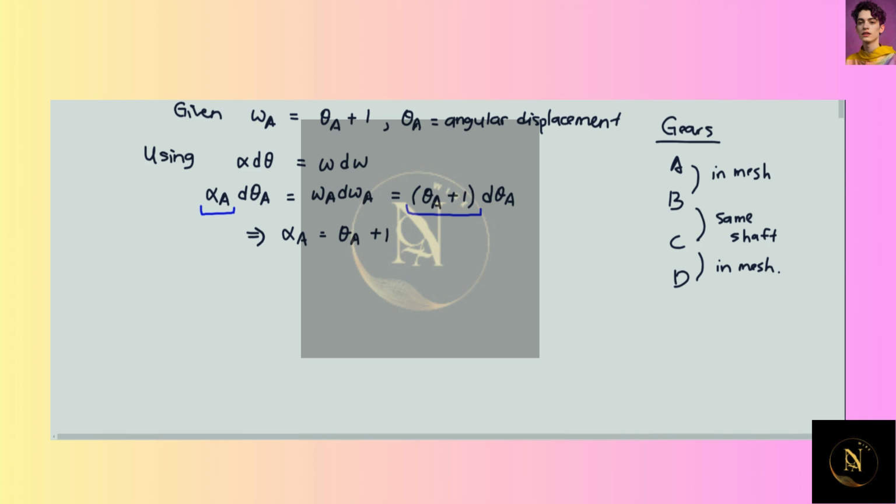So next, when theta A is 3 radians, alpha A will be 4 radians per second square. Okay. Because we want to find the angular acceleration of gear D, we need to find the angular acceleration of gear A first.